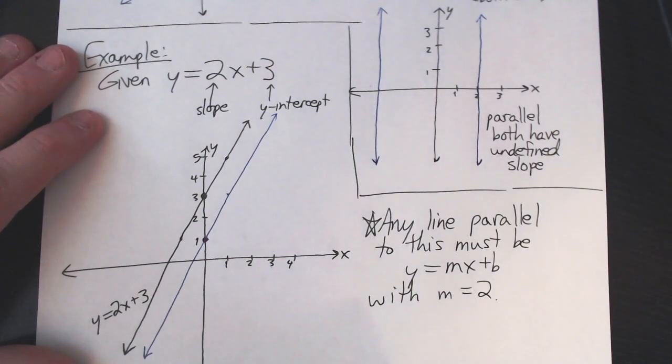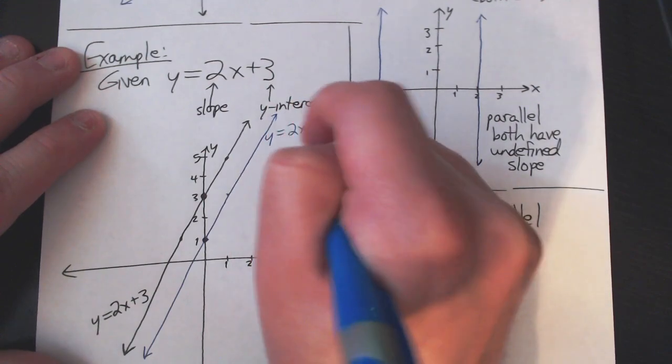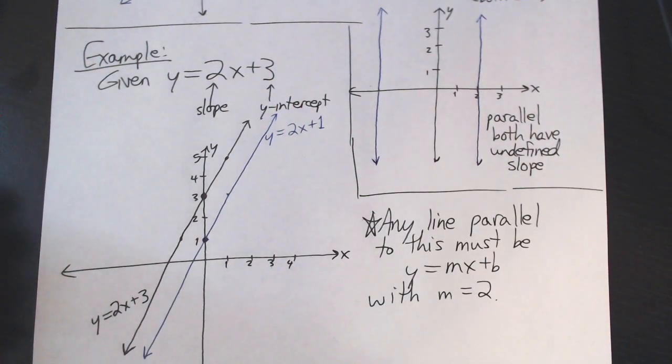Like that. That's my y equals 2x plus 1. It has a different b, but it has the same m. And yeah, those lines will never intersect.